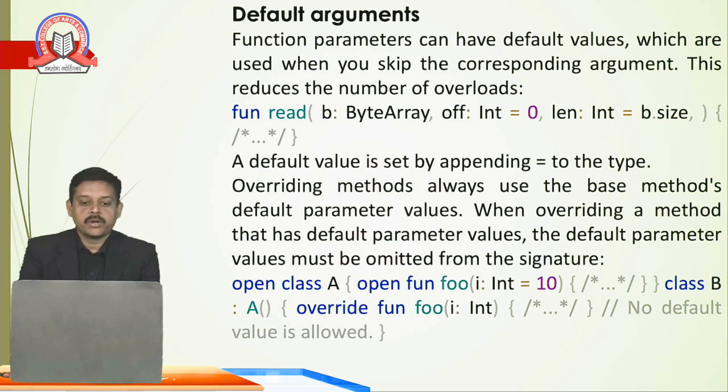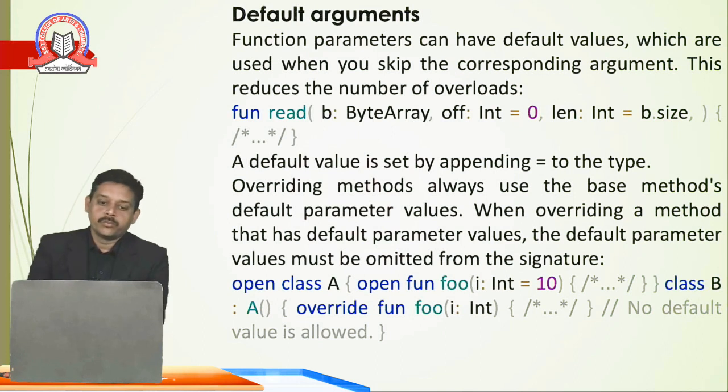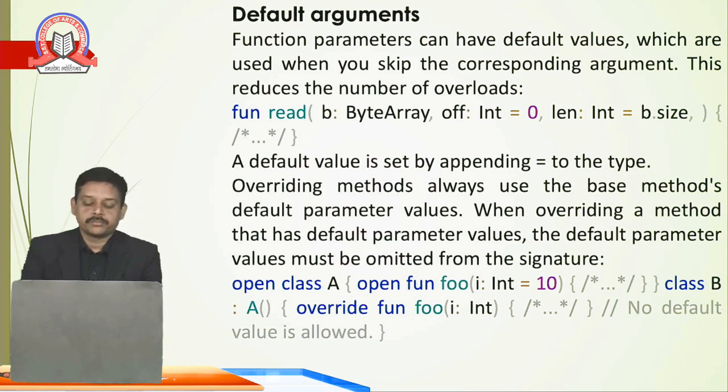So here a default value has been set by appending only an equal to sign. And then it will override the value when we call the function from any other class or function.